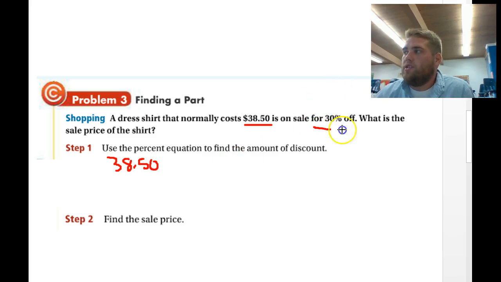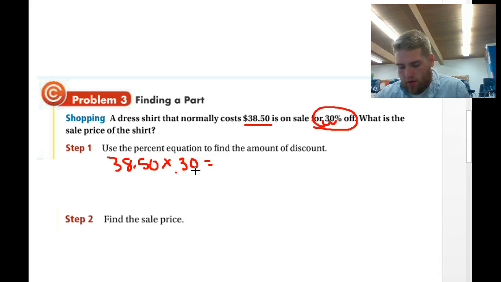And I know it's on sale for 30%, and so we have times. Now I want to turn 30% into a decimal. Well, instead of moving 2 places to the right, I want to move 2 places to the left. So 30% can be written as 0.30. Then we plug it into our calculator. So we have 38.50 times 0.30, and that gives us 11.55. So this is how much money we're saving.